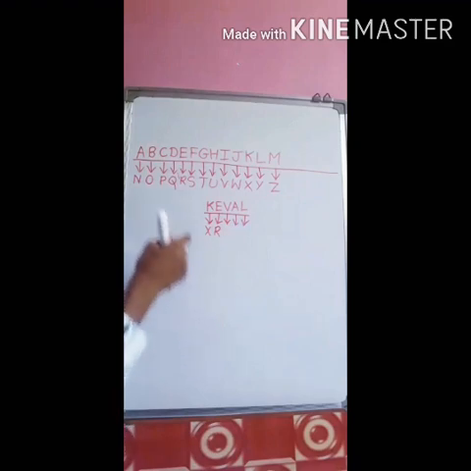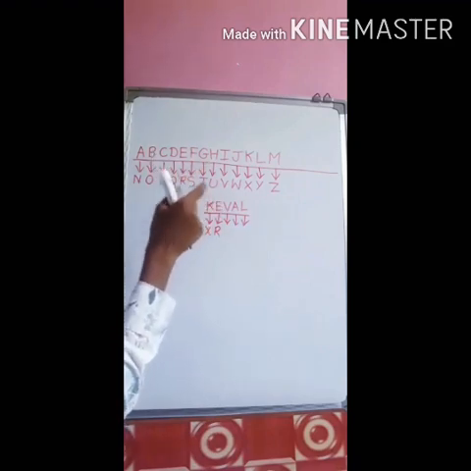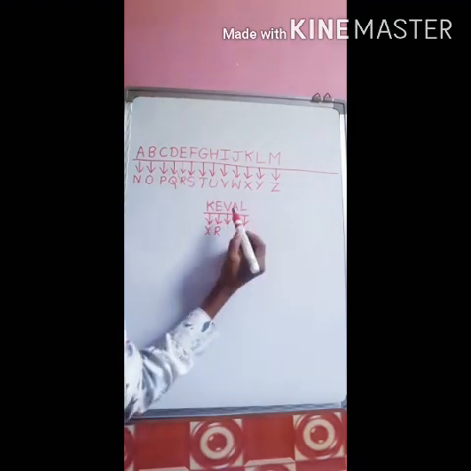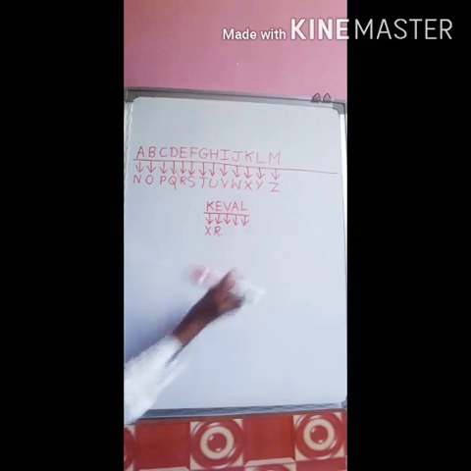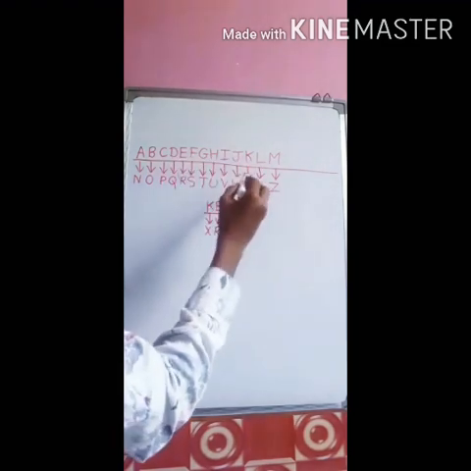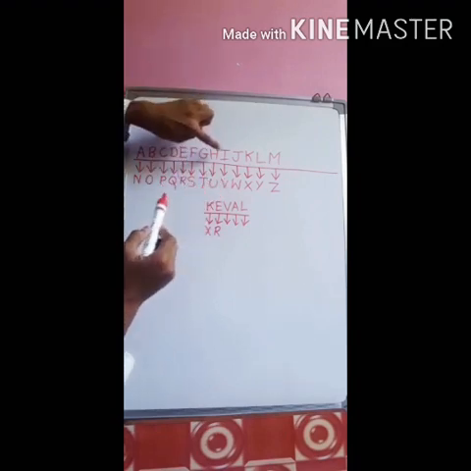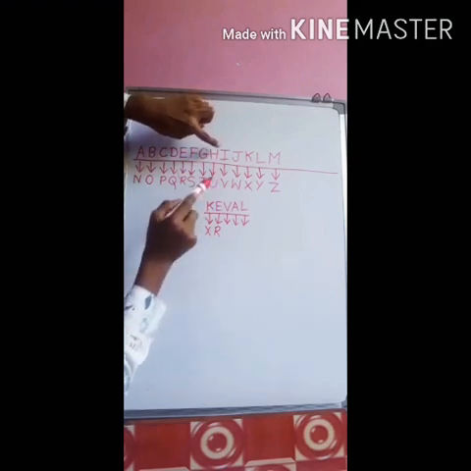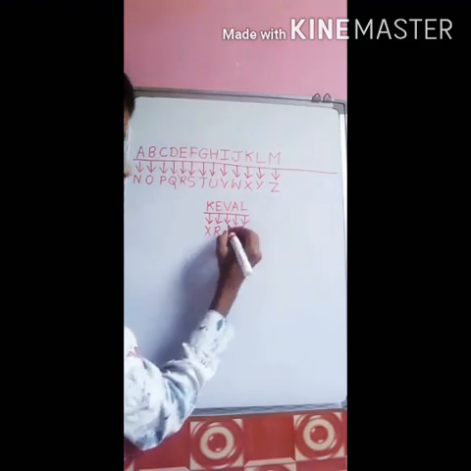Next letter, this is V. Now we will see which letter is equal to V. Now we will find V. As you can see, here is the V. We will see which letter is equal to V. V is equal to I. As you can see, the arrow is there. This is the I on top of V. Now we will write here I.